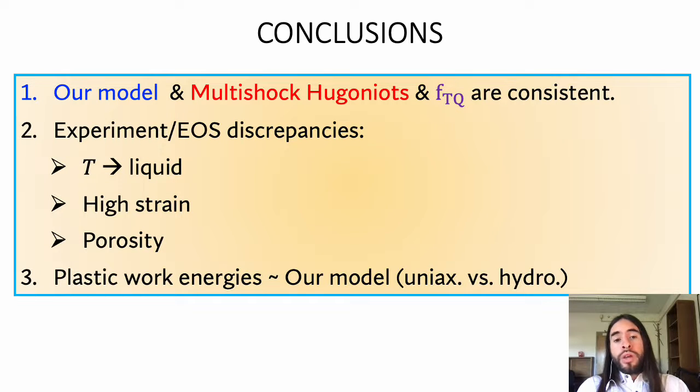So to conclude, we have demonstrated that the model that we have proposed matches really well with the multishock experiment, and also with this model proposed by Damien Swift et al. with a Taylor-Quinney factor of 0.25. There are still discrepancies between the experiments and the equation of state of diamond that we have to resolve. But so far our calculations indicate that these energy differences between the uniaxial and hydrostatic state match really well with the plastic work energies used in these models.